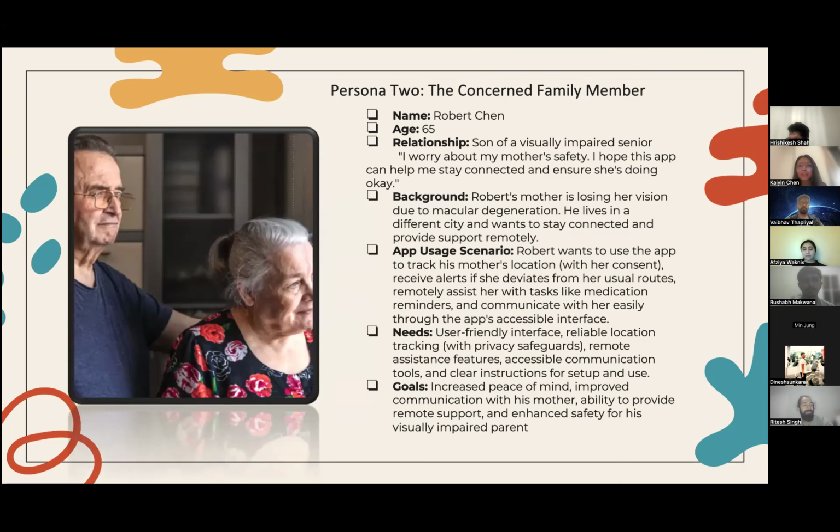Our persona 2 is the concerned family member. Robert is the son of a visually impaired senior, and Robert wants to use the app to check his mom's location and also receive an alert if she disconnects from her usual routine, or to remotely assist her with text, medication reminders, and easier communication through the accessibility interface.